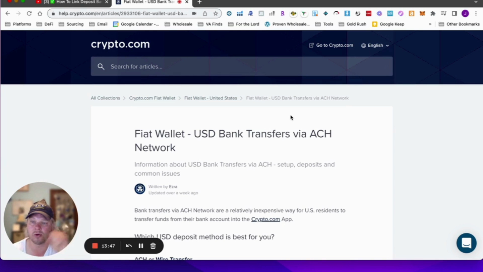My bank said, cool. We recognize that this is going to where you want it to go to because you verified these 2 little deposits. So my ACH was ready to go with crypto.com. Now the first ACH deposit I did was $10.